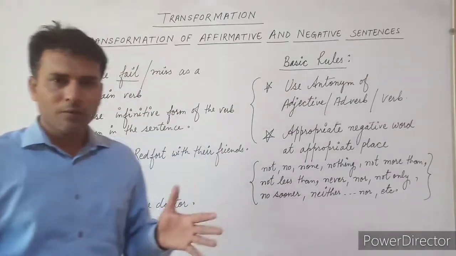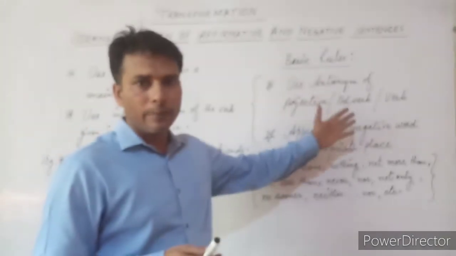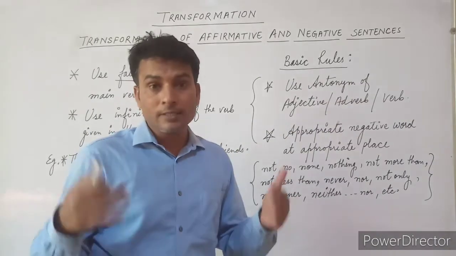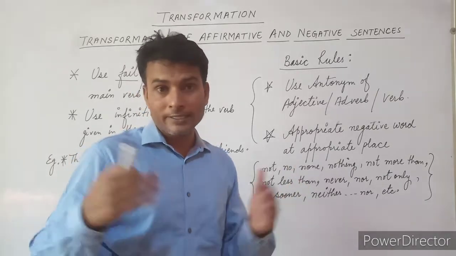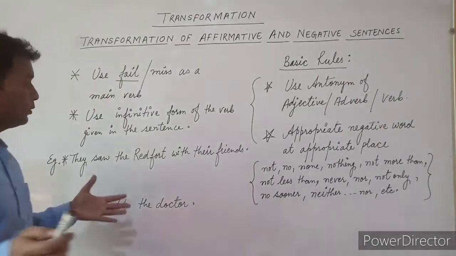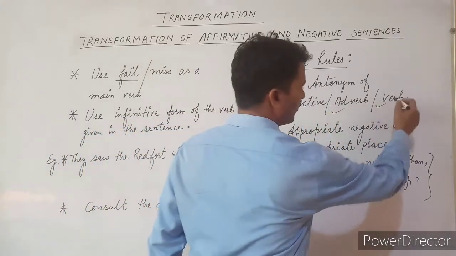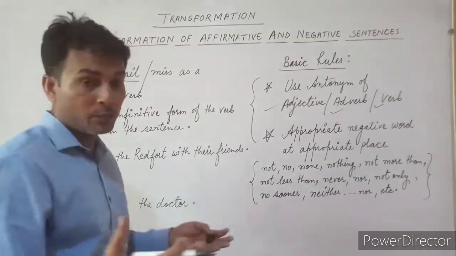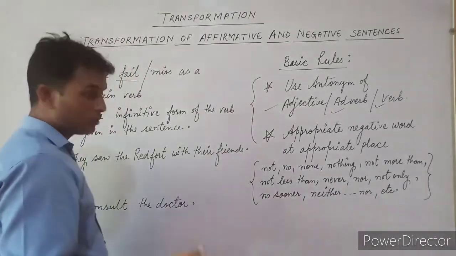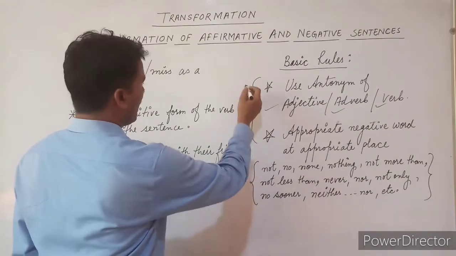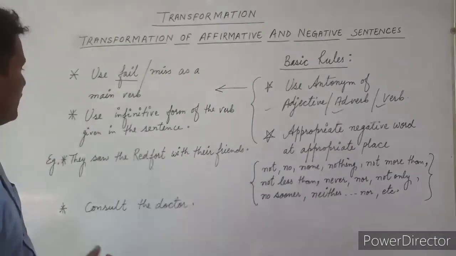Well students, now if you don't find any adjective, adverb and verb in a sentence, in such a situation how can you change an affirmative sentence into a negative sentence? So let's learn it. When we don't find any adjective, adverb or verb in a sentence, it becomes very difficult to change it into negative. So let me tell you how it is changed into a negative sentence. In such a situation we use these rules.